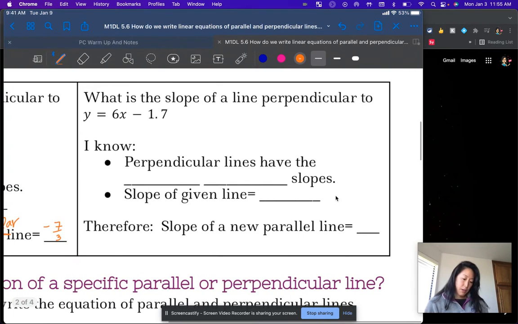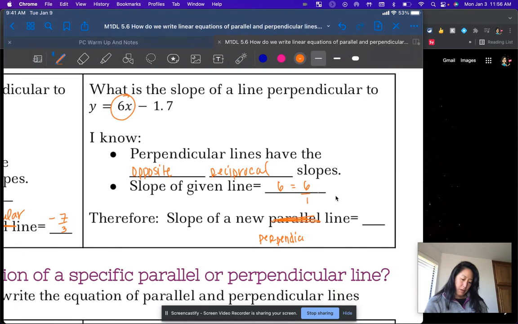All right, go ahead and try this next one. Pause your video. All right, so perpendicular lines have opposite reciprocal slopes. The slope of this original line is 6, or if you would like, 6 over 1. We're looking at the perpendiculars. The slope of the perpendicular line, so the opposite reciprocal of 6, would be negative 1 over 6. The numerator becomes the denominator, the denominator becomes the numerator. The slope was positive, so we're going to slap on a negative to make this negative.